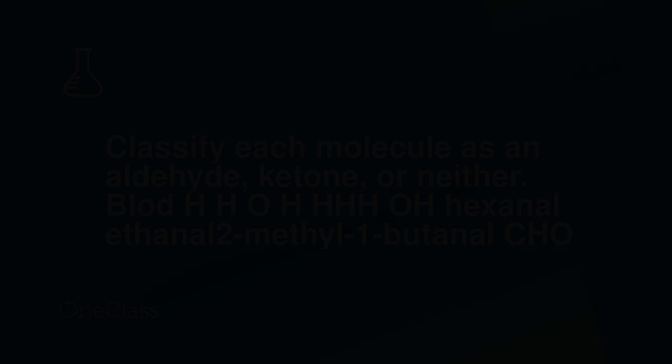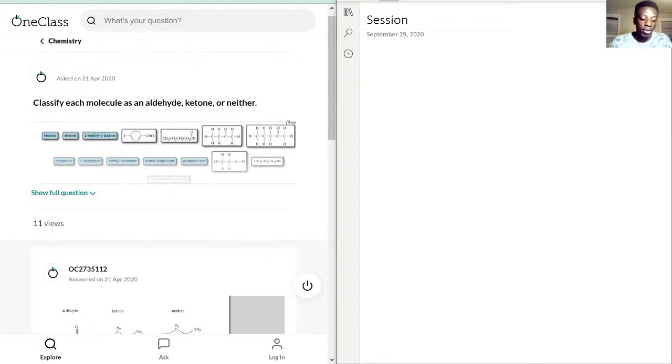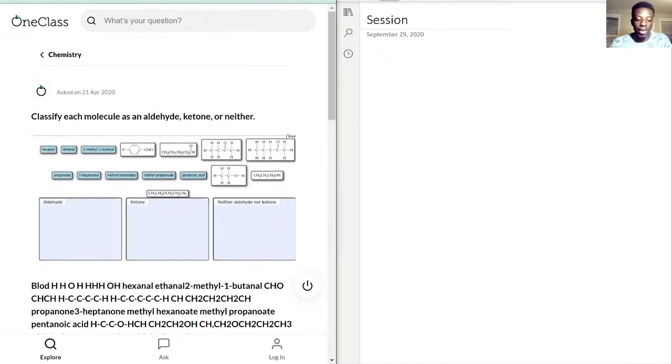Okay, so in the next question here, it will just be simply classifying each molecule as an aldehyde, ketone, or neither. So with that, let's just get a head start here and just make our tables. So we have aldehyde and ketones and a neither group. Okay, so 3 groups here.